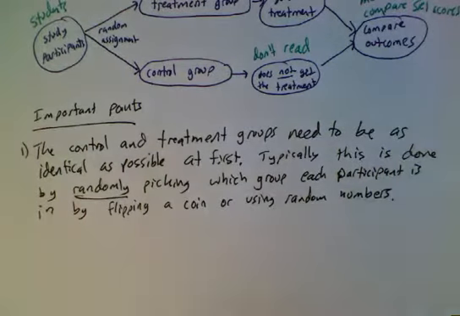The thing is that it's very, very difficult for human beings to not have some sort of bias when they're sorting people on their own. So that's why we typically use random numbers. They're just a little more objective.